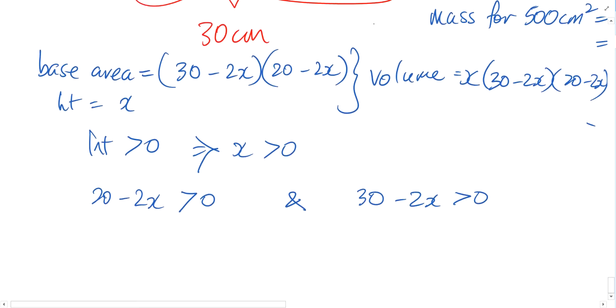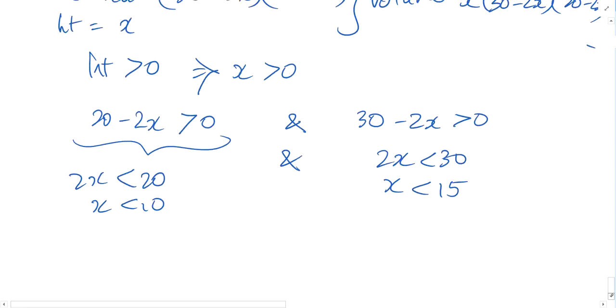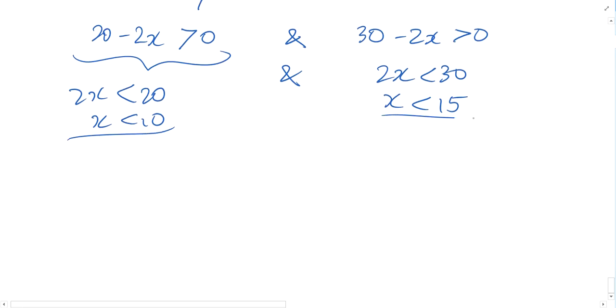So from the first one we have 2x is less than 20. X is less than 10. And 2x less than 30, x less than 15. We are solving these two at the same time, simultaneously, which we should have learned. So what is the range for x? If x has to be less than 10, it has to be less than 15. Ultimately, x is less than 10.